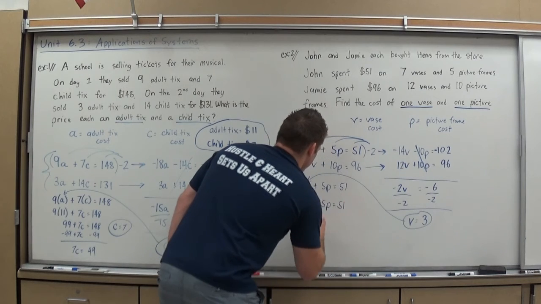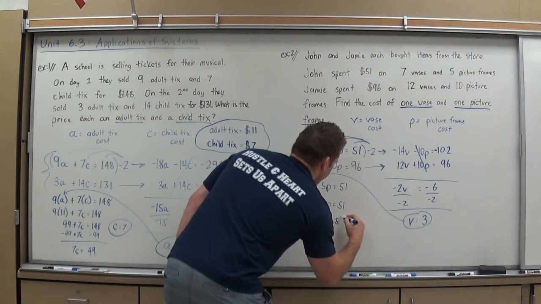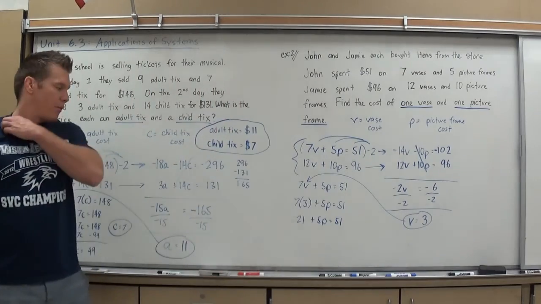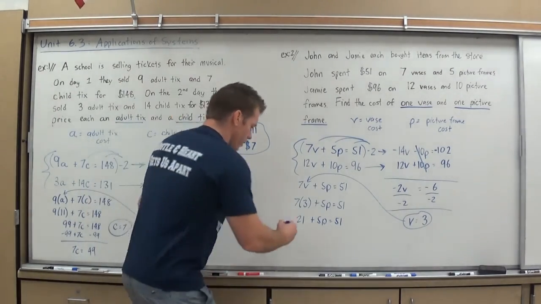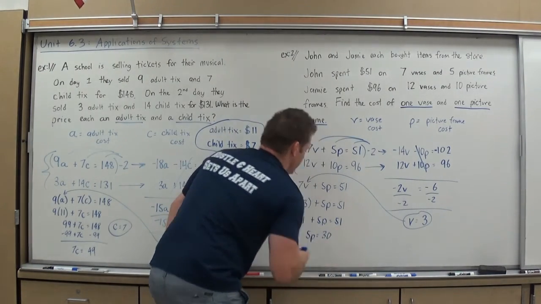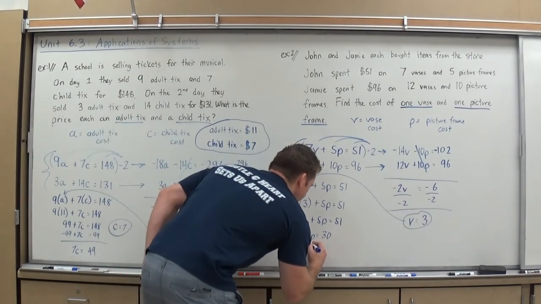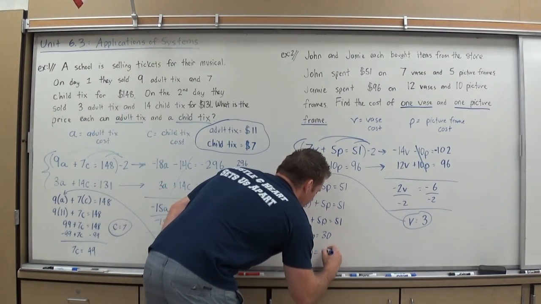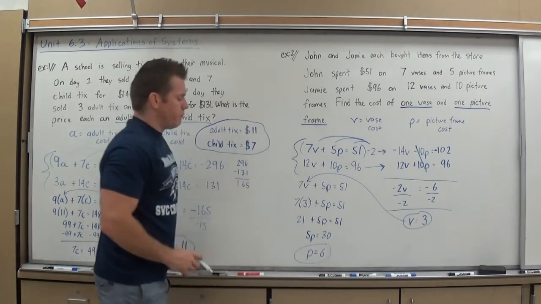7 times 3 is 21. So I get 21 plus 5P equals 51. Remember, when you have a variable touching a coefficient, they're multiplying together. Subtract 21 from both sides, and 5P equals 30. 51 minus 21 is 30. Divide by 5, and P is 6. So I have the potential answers.